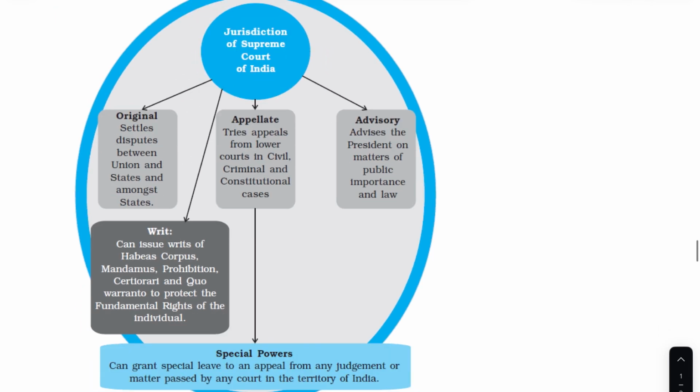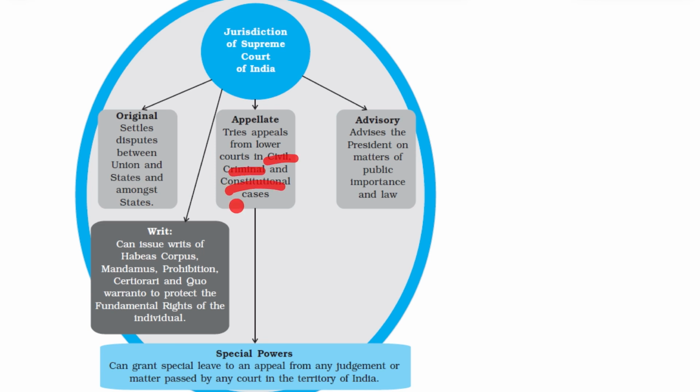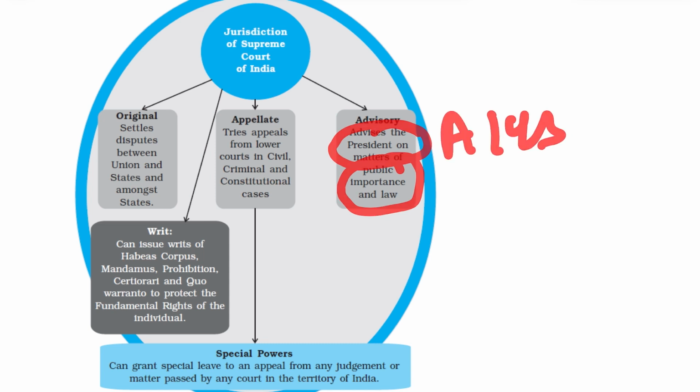The jurisdiction of the Supreme Court. It has original, appellate, advisory and writ jurisdiction as well as some special powers. The original jurisdiction says that it can settle disputes between the Union and states and among the states. According to the appellate jurisdiction, it tries appeals from lower courts in civil, criminal and constitutional cases. It advises the President on matters of public importance in law, Article 143.